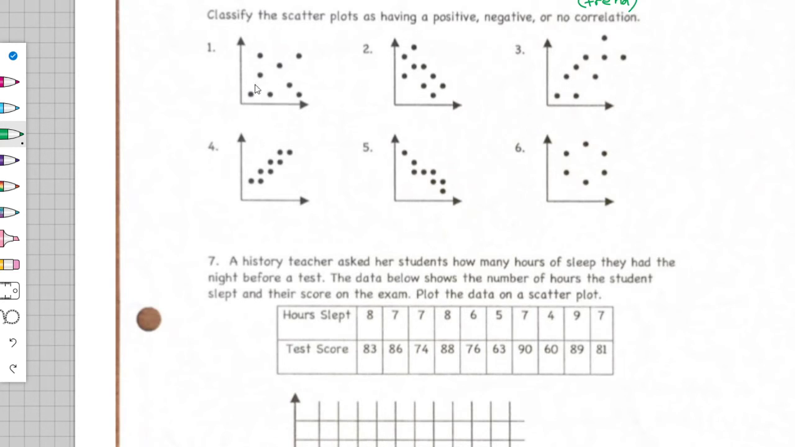So if we're looking at this first set of data, is the data really going anywhere? It's kind of all over the place, so I would say this is a no correlation or no trend.